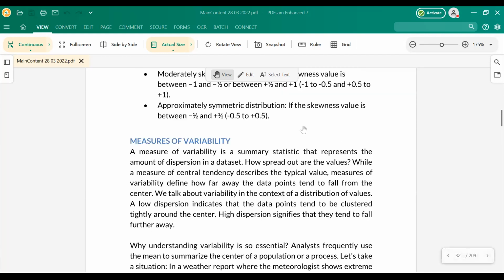The value can go either side. It can go much higher than 1. But more than 1, we say highly skewed.